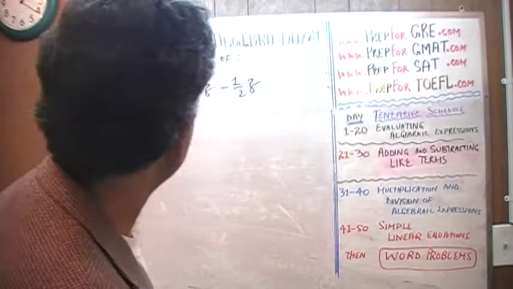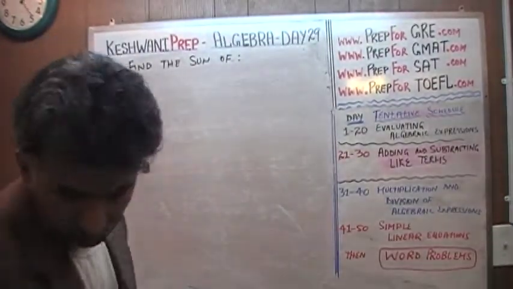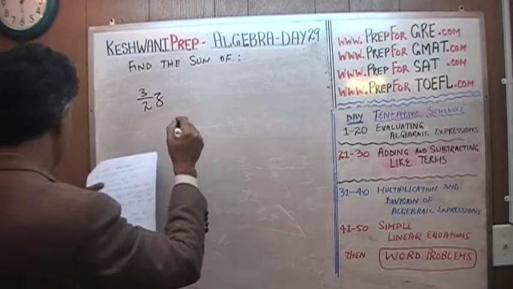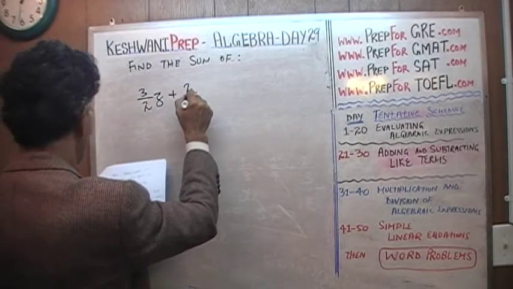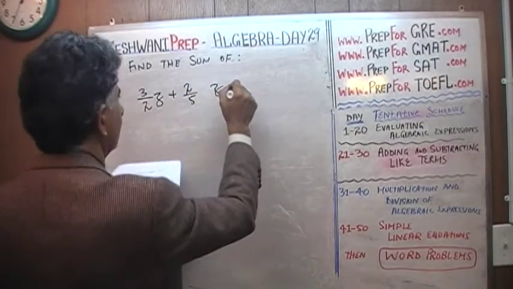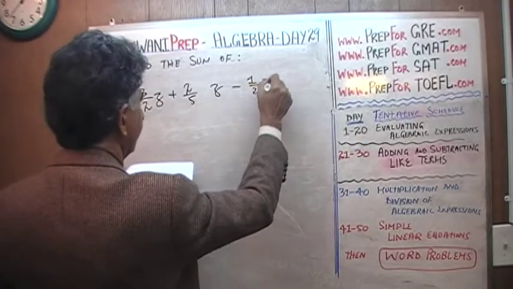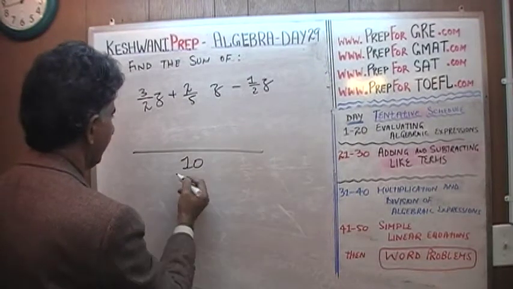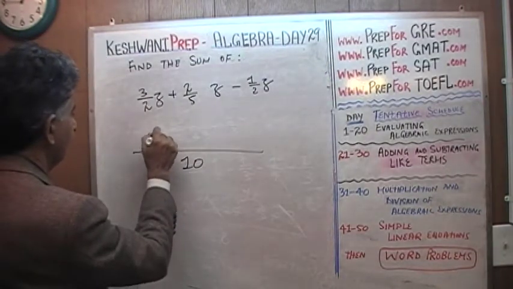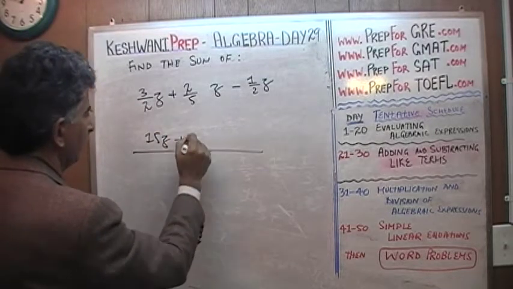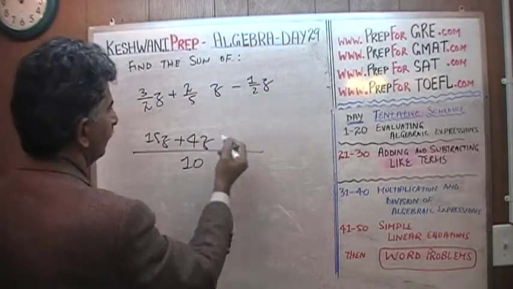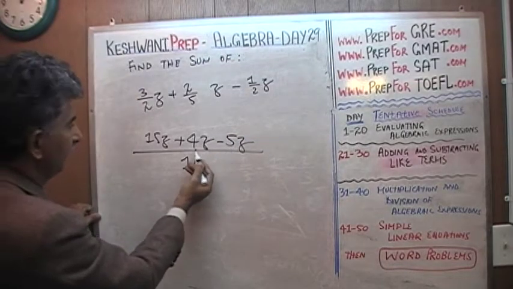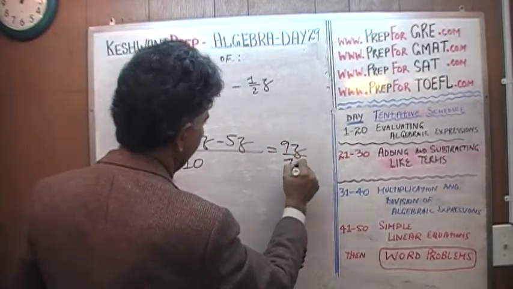I don't know why I wrote this in such a sloppy way. I don't like it. 3 over 2z plus 2 over 5z minus 1/2 z. Again, you can do it in a traditional way, which is to find the common denominator of 10. 10 goes into 2 5 times, so it's 15z, plus it goes into 5 2 times, that's 4z, and this goes into this 5 times, so that's negative 5z, and 15 minus 5 is 10, 10 plus 4 is 14, so it's 14z over 10 is the answer.